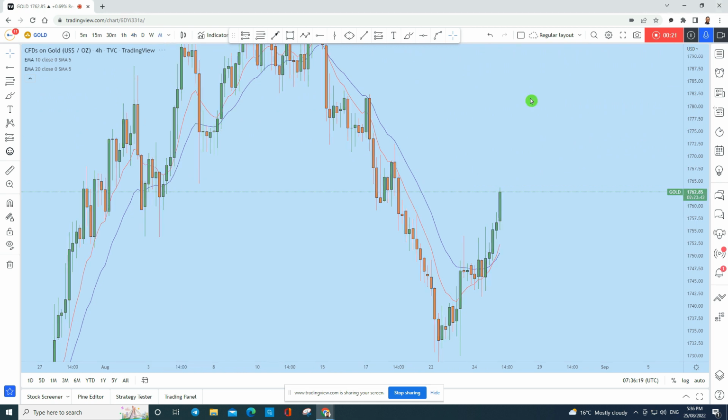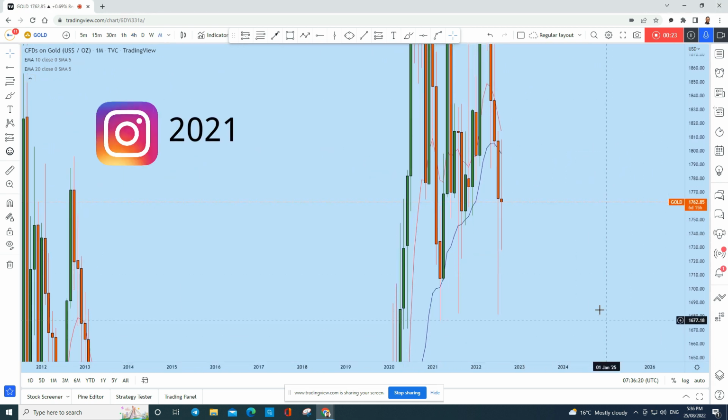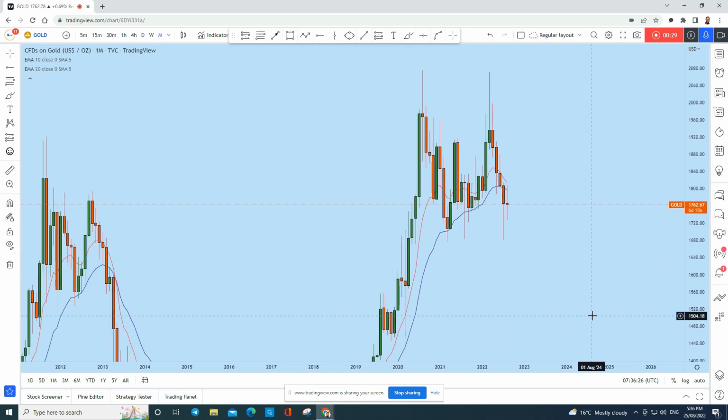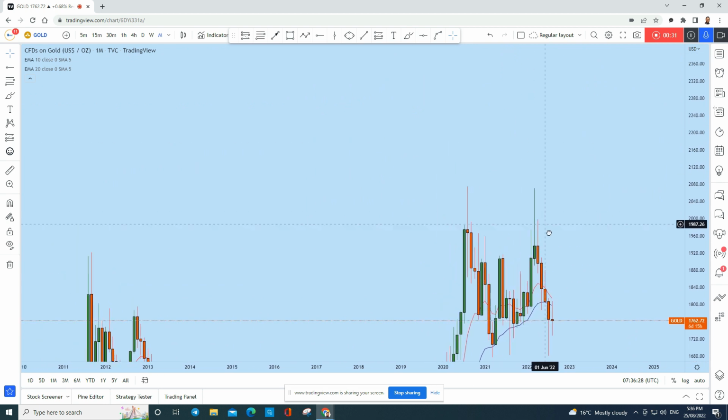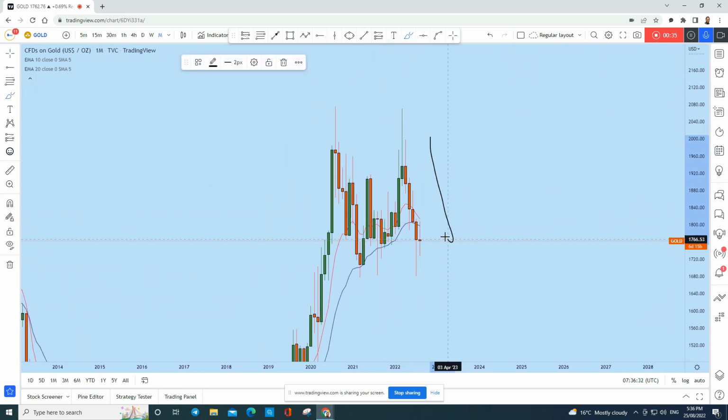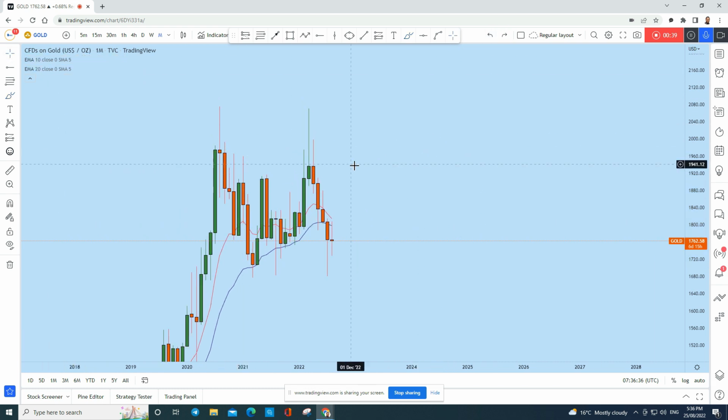Now, first, let's look at the bigger picture, the monthly perspective, to see where the price is residing at the moment. First of all, the bigger picture on the monthly: gold is long-term bearish. You can see that this is a long-term downtrending market. The price was creating a series of lower highs and lower lows on the monthly perspective.